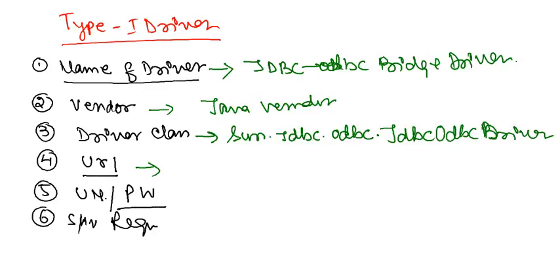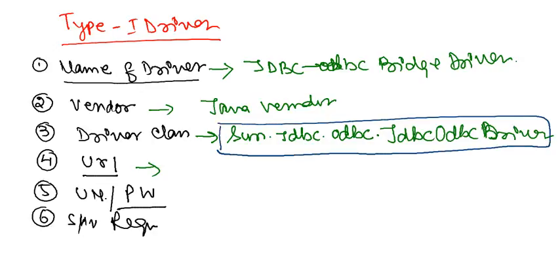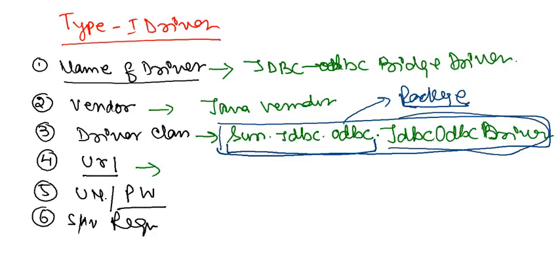URL. So when we talk about sun.jdbc.odbc.JdbcOdbcDriver, you might already be aware of the naming conventions and package naming conventions. Starting from sun to jdbc.odbc is the package name, and the last part is the class name.